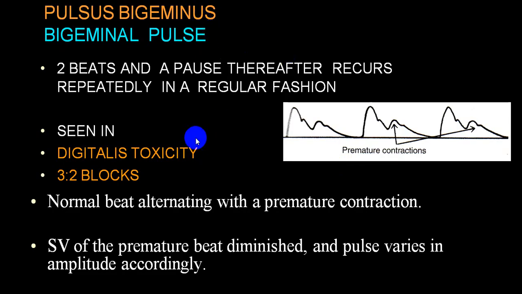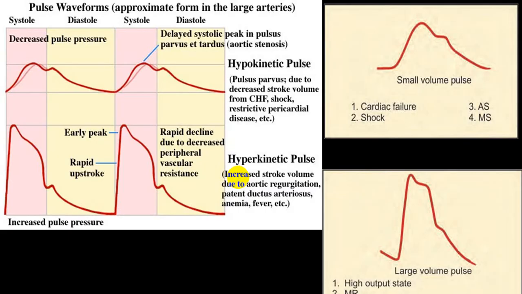While bigeminous means, this is very characteristic that there is one normal QRS complex followed by a premature contraction, and this is very characteristic seen in a digitalis toxicity. This is not common, this is rather rare. Two beats and a pause thereafter recurs repeatedly in a regular fashion. This is very characteristic seen in a digitalis toxicity. We call 3:1 block, 3:2 block, sorry, 3:2 block. So forget about this. Very rarely it can be asked to you.